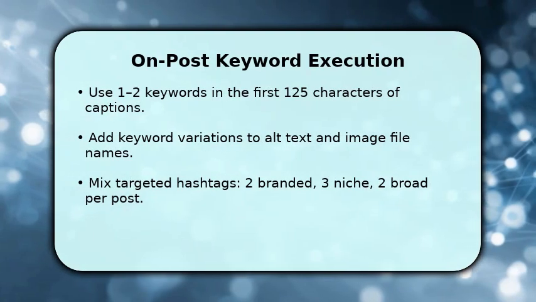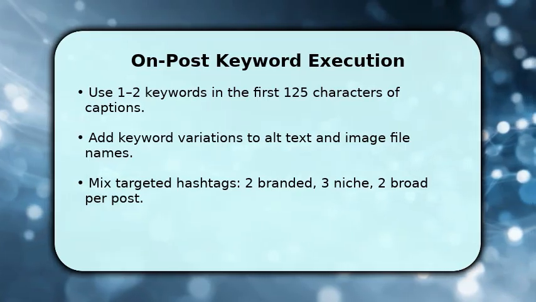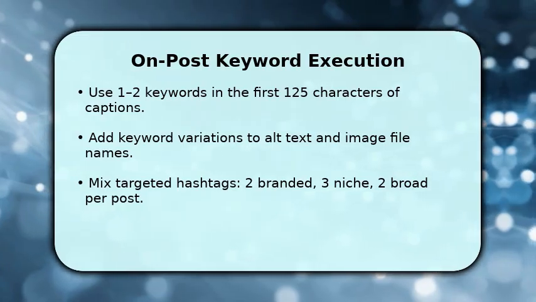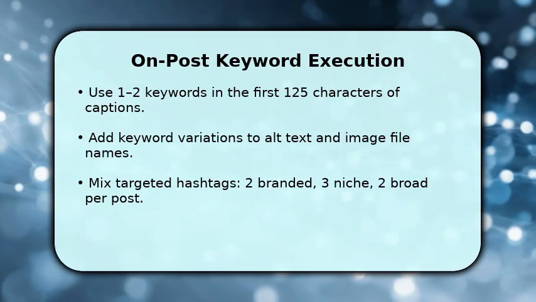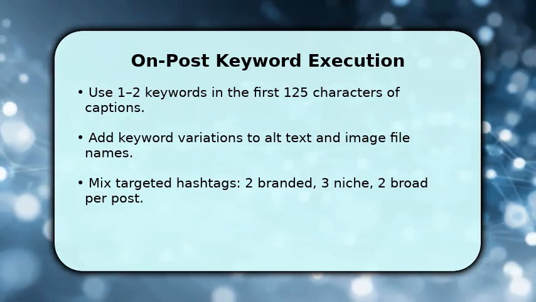Now focus on the post itself. Put 1 or 2 keywords within the first 125 characters of your caption so both users and the algorithm see them immediately. Add keyword-rich alt text describing the image, and if possible rename image files with a keyword before upload.